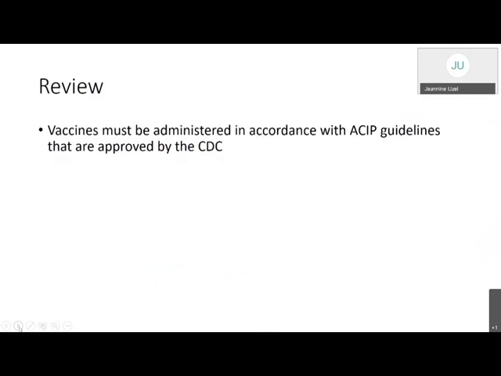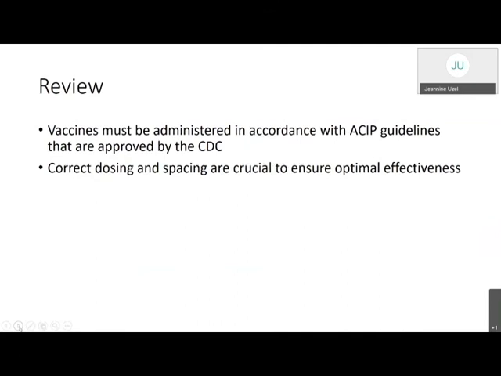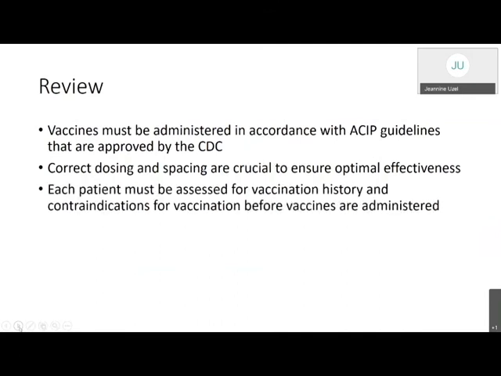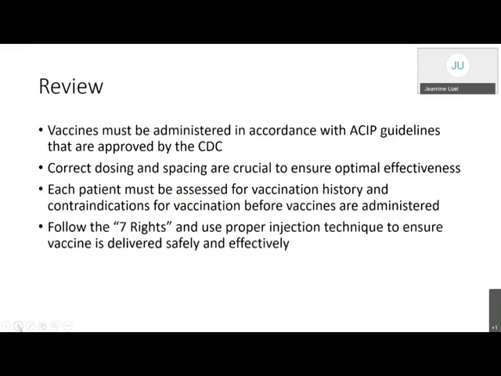Vaccines must be administered in accordance with ACIP guidelines that are approved by the CDC. Correct dosing and spacing are crucial to ensure optimal effectiveness. Each patient must be assessed for vaccination history and contraindications for vaccination before vaccines are administered. Follow the 7 rights and use proper injection technique to ensure vaccine is delivered safely and effectively. Although not covered in this training, it is important to store and transport vaccine properly to maintain their effectiveness.